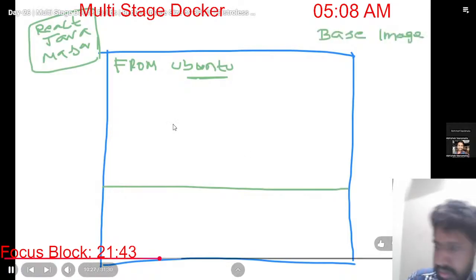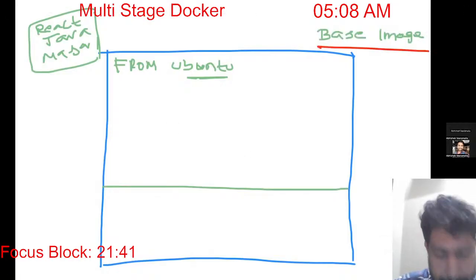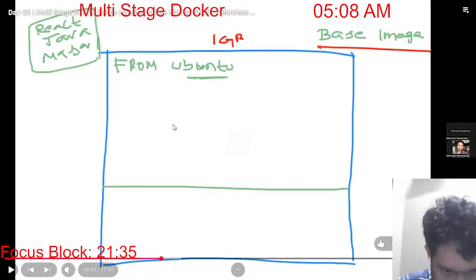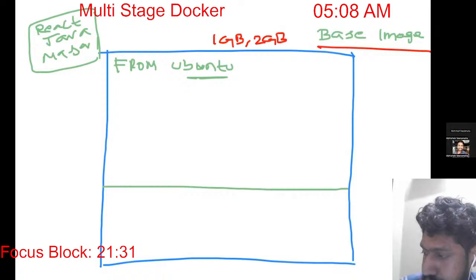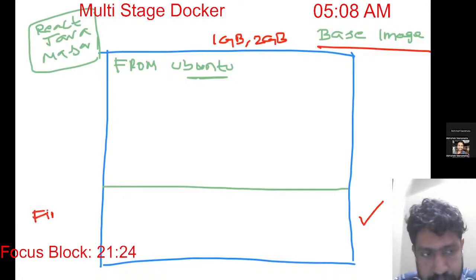What do I mean by very rich base image? A base image that has all the dependencies. You are not even worried if this base image is 1 GB or 2 GB. The reason for that is the base image will be removed, and finally the Docker image that you are creating will only have the last stage, that is the final stage.